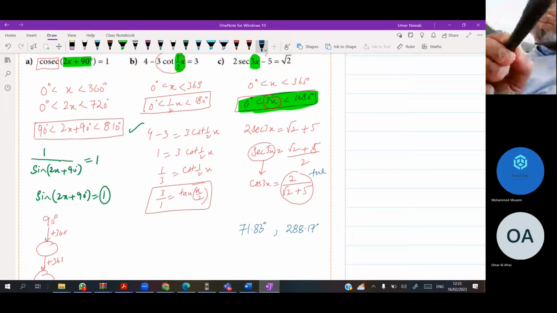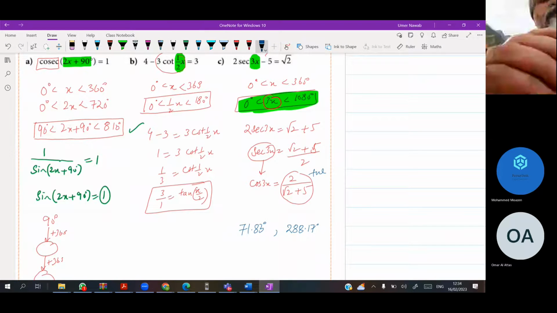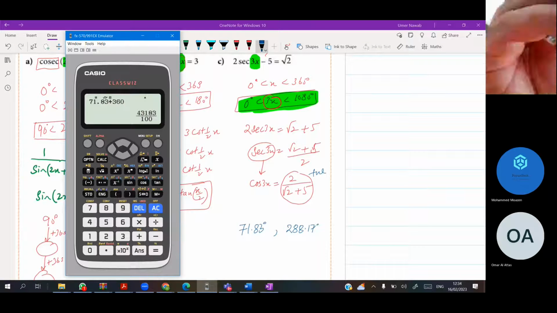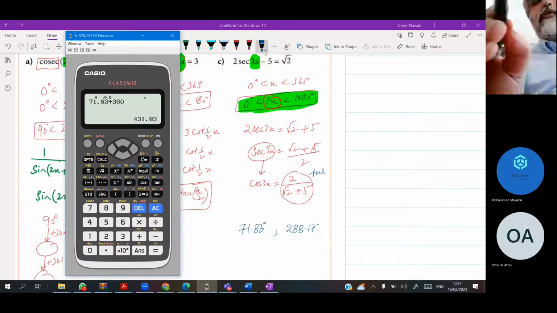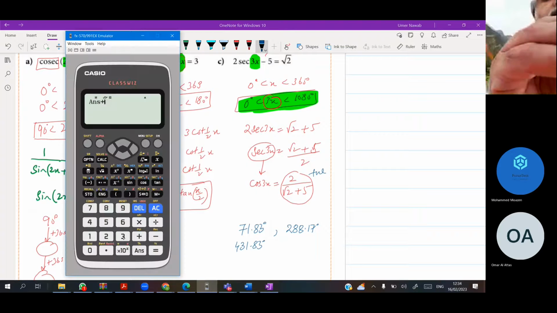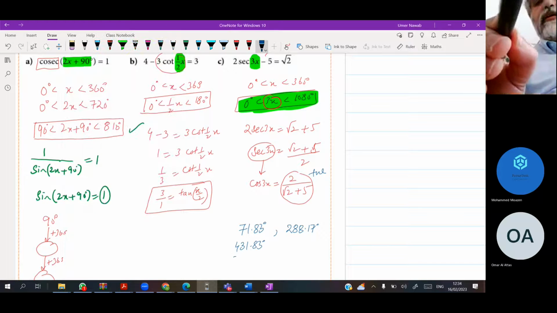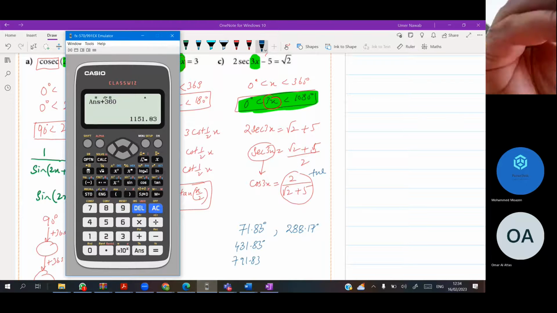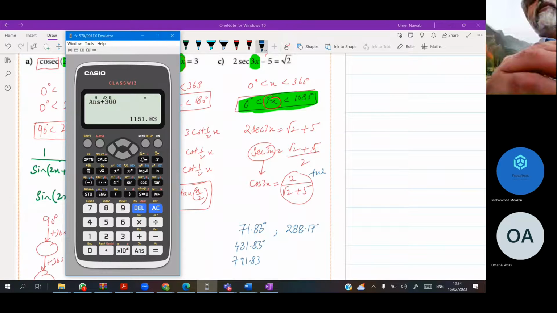Now, do you think these answers are within the domain, or are more answers also possible because your domain is very big? So keep on adding 360 degrees. I'm going to write 71.83 plus 360. I got a new answer, which is 431.83. It is still within the range. Can I again add 360? Still I'm within the range, 791.83. Can I again add 360? Yes. Now you got a bigger answer than 1080.